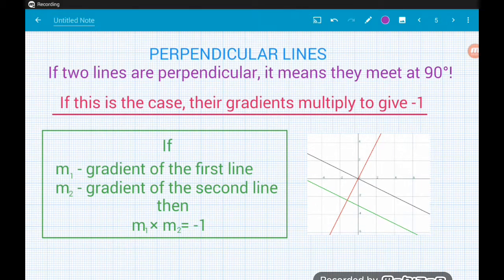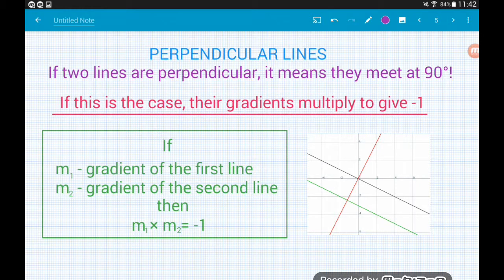Okay then, on to perpendicular lines. So what does perpendicular mean? Things are perpendicular when they meet at right angles, or 90 degrees. So if two lines are perpendicular, it means that they intersect at a single point, and that point will be a right angle. So when two lines are perpendicular, and this is the most important point to take away from this video, when two lines are perpendicular, their gradients multiply together to give -1.